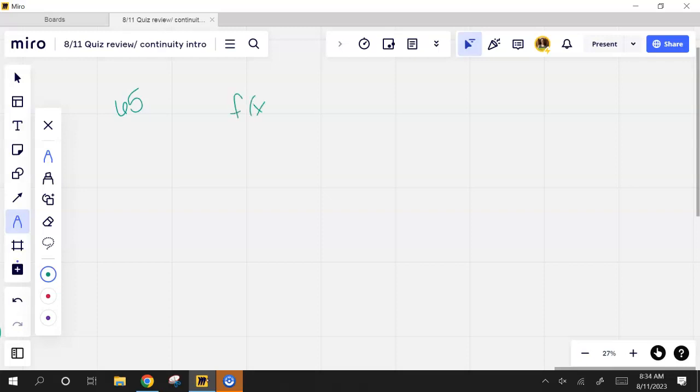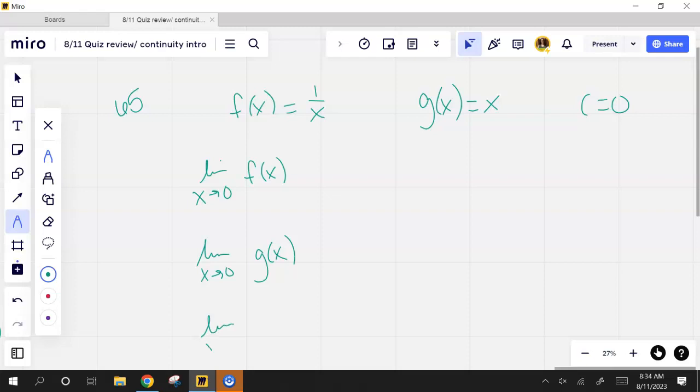Okay, so if f of x equals 1 over x, and g of x equals x, and c equals 0, it says find the limits of f, g, and f times g as x approaches c. So this one is saying what's the limit as x approaches 0 of f of x? What's the limit as x approaches 0 of g of x? And then what's the limit as x approaches 0 of f of x times g of x? It said c is 0, and in the beginning of the problem it says as x approaches c. All right, so this one's 1 over x.